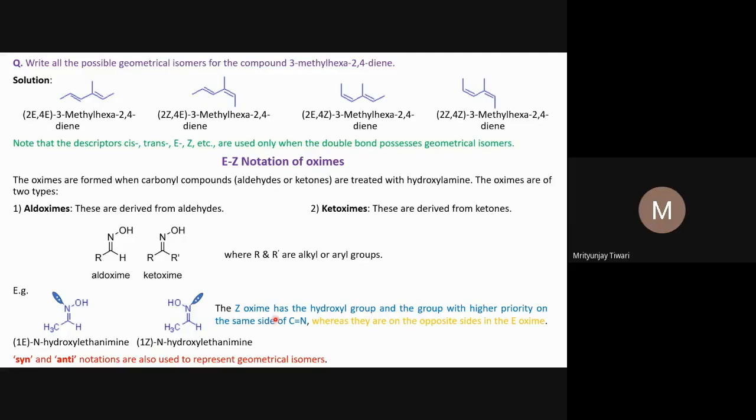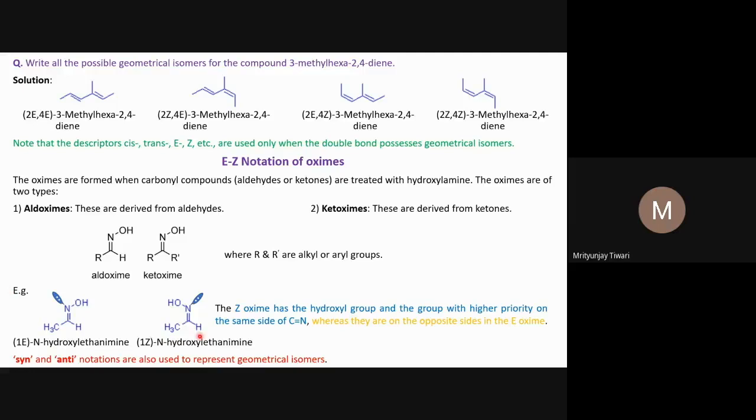So the Z oxime has the hydroxyl group and the group with higher priority on the same side of the carbon-nitrogen double bond, whereas in the E oxime they are on opposite sides. So in the E oxime, the higher priority group and the OH group are on opposite sides, and in the Z oxime, the higher priority group on the carbon and the hydroxyl group are on the same side. Syn and anti notations are also used to represent geometrical isomers, but we are not going to study them, as they are not that important. The E/Z notations and cis and trans isomerism you should remember.